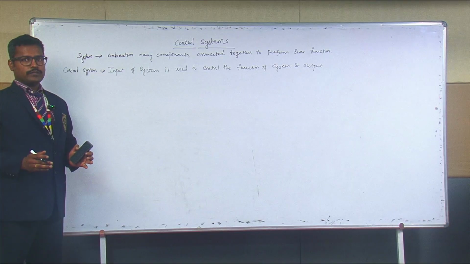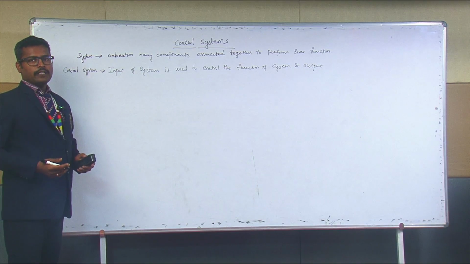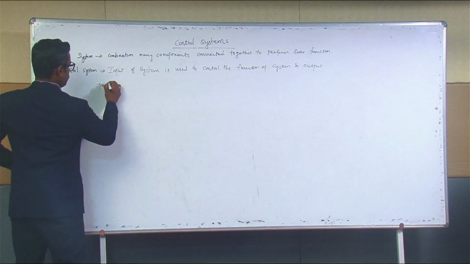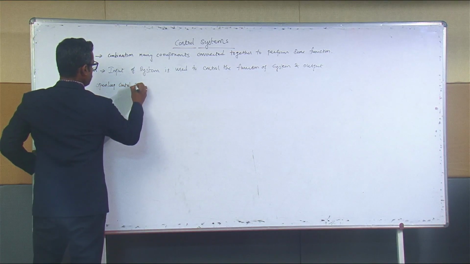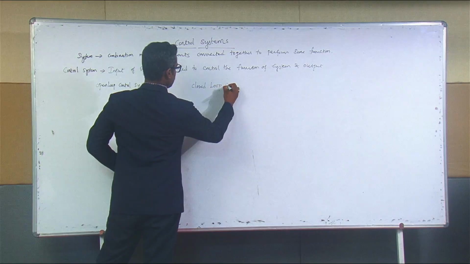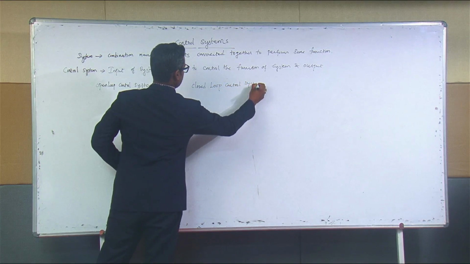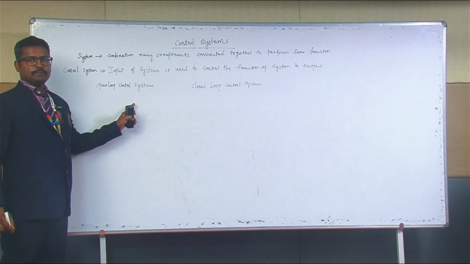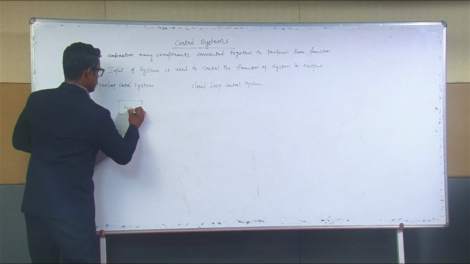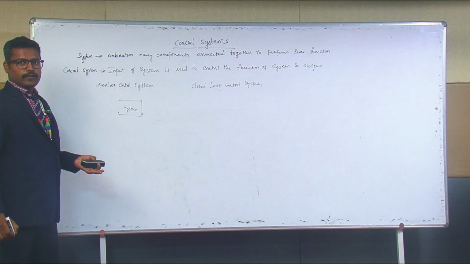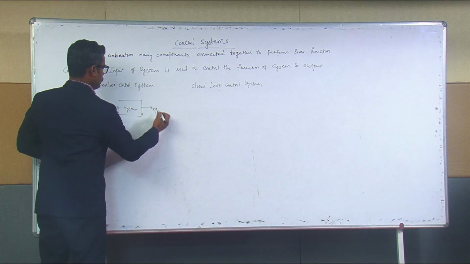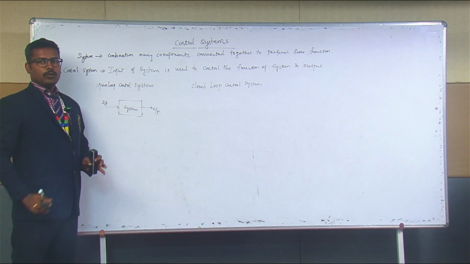There are two types of control system. One is an open loop control system and the other is a closed loop control system. In an open loop control system, you have a system with some transfer function. I will explain what is meant by transfer function. You give some input and you obtain some output. This is called an open loop system.